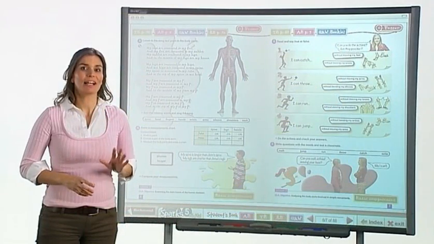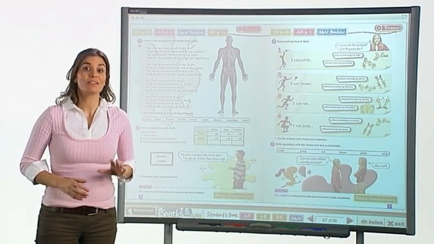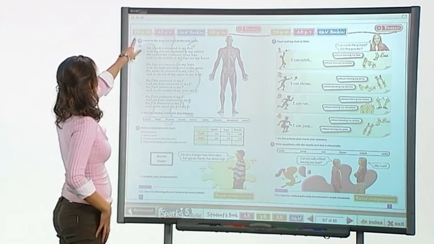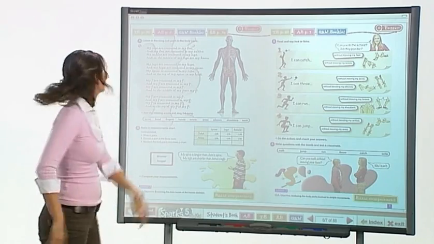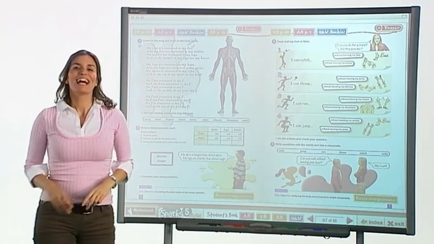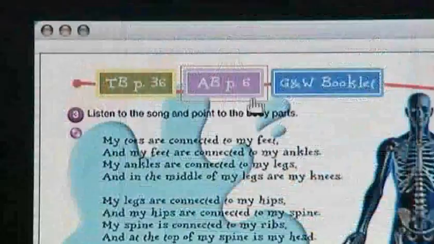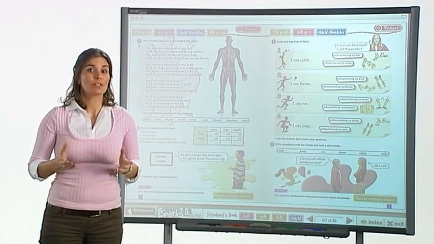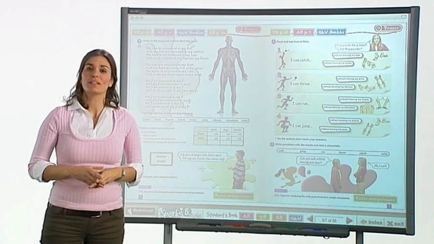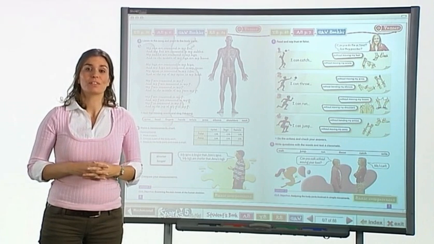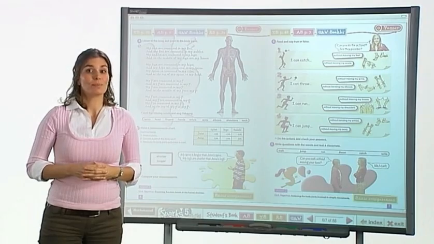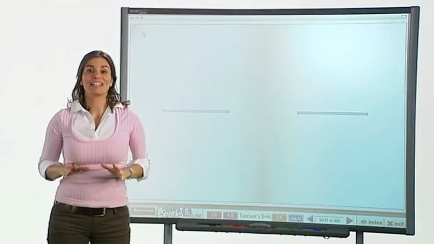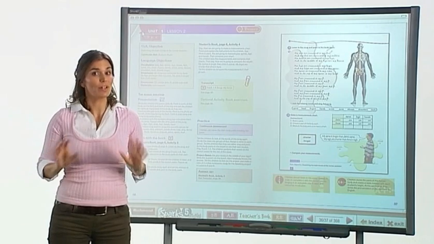From the student's book, we can access the other Sparks components. The icons are situated at the top of the screen and correspond with the teacher's book, TB, the activity book, AB, grammar and writing booklet, G and W booklet. If we are working with a book and have a doubt about how to exploit a particular activity or need suggestions for revision or extension from the teacher's book, we can press TB and jump directly to the relevant page. Again, instantaneous, comfortable and with no interruptions.